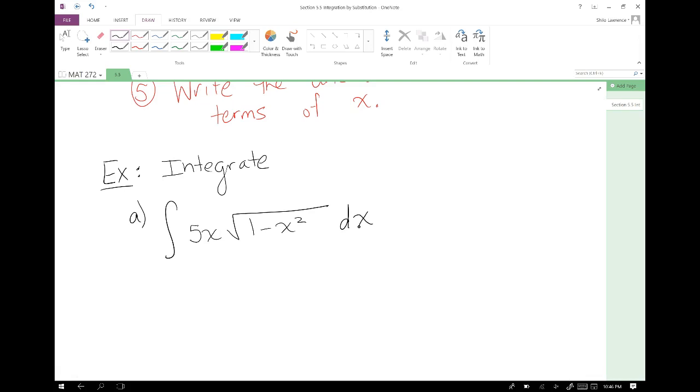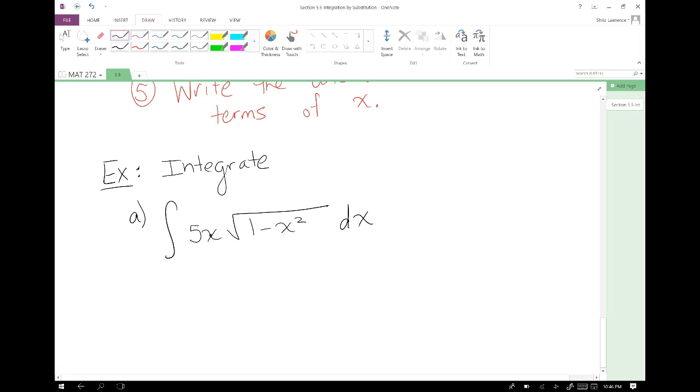So our very first challenge is to be able to look at a problem like this and recognize that we have to do u substitution to get the answer. We can't distribute the 5x into the square root. There isn't any sort of rationalizing we can do to get rid of the square root. It's not an equation. We need to find the antiderivative of this function, 5x times the square root of 1 minus x squared.